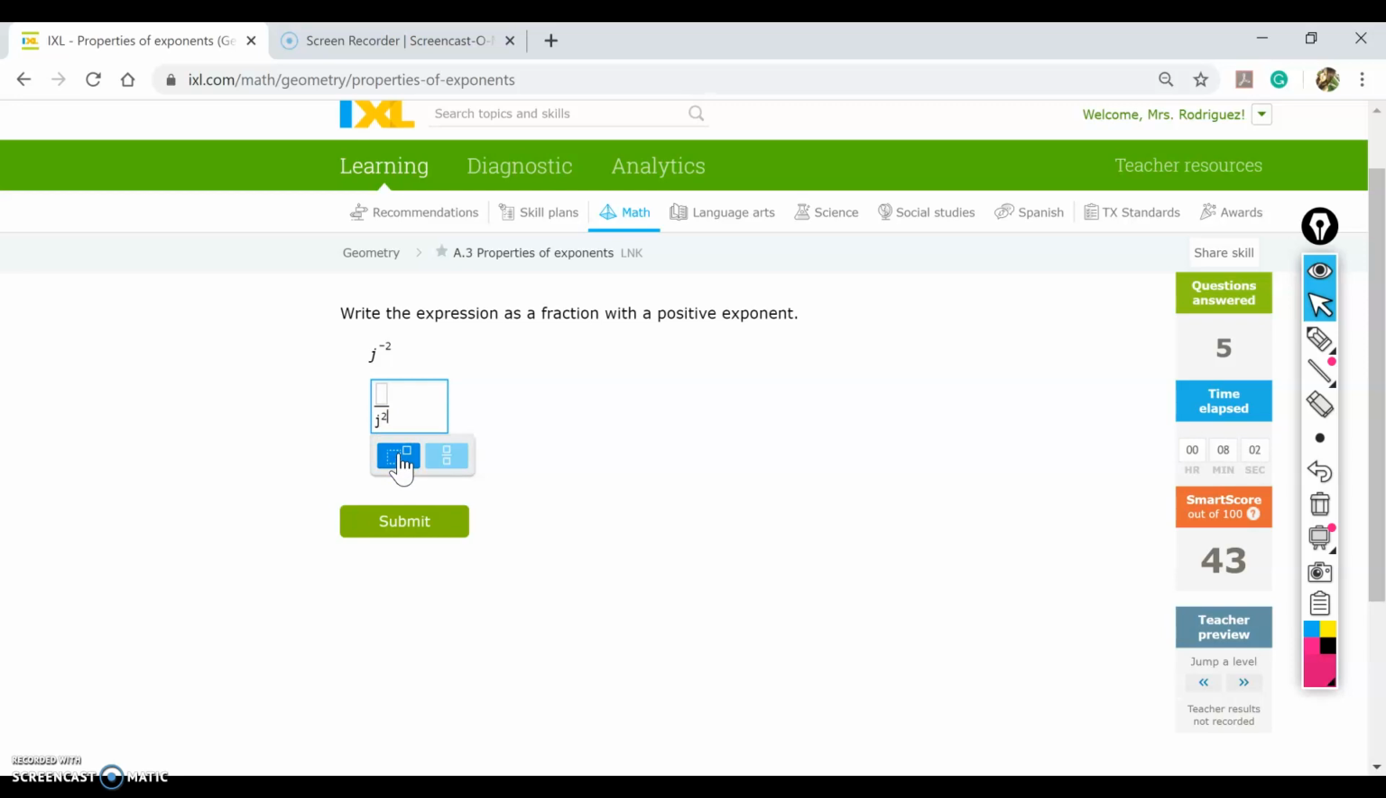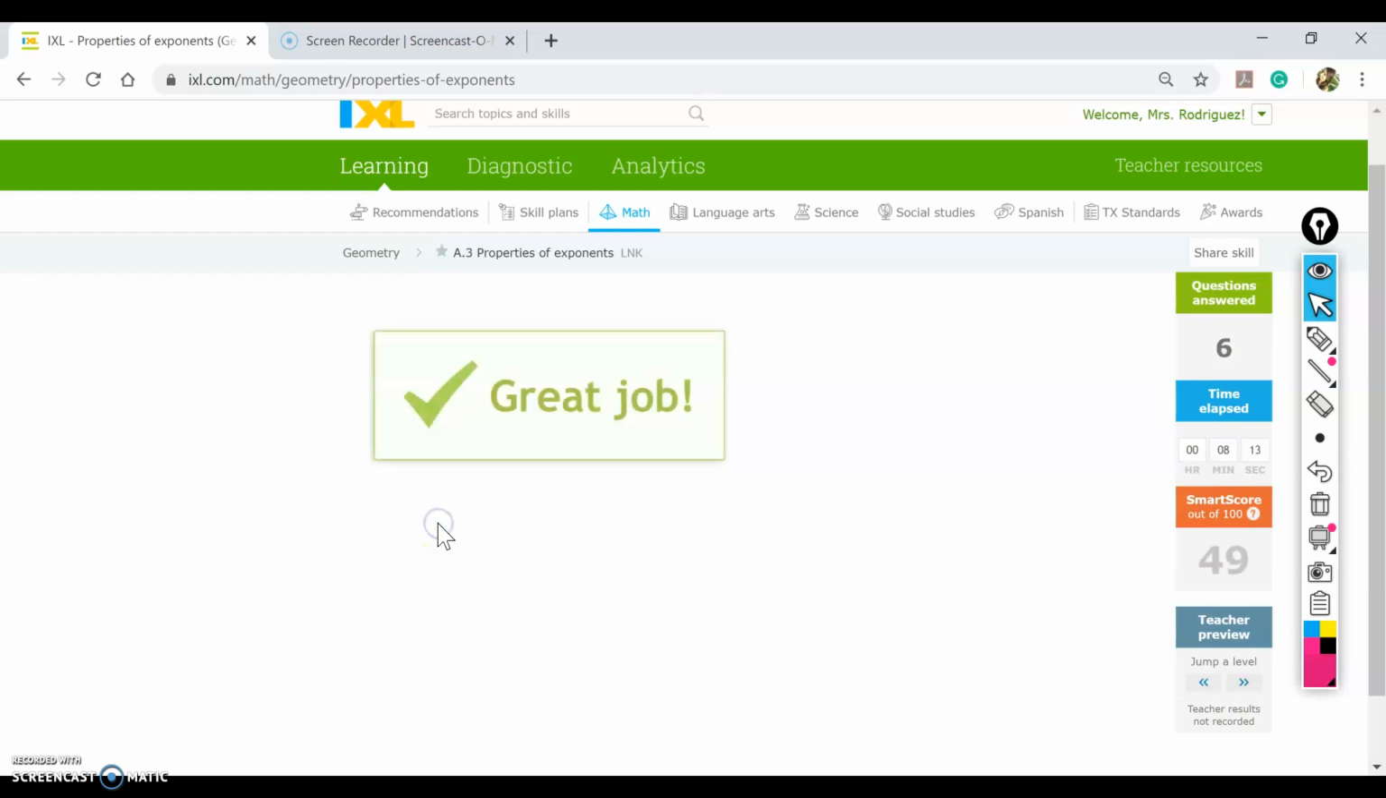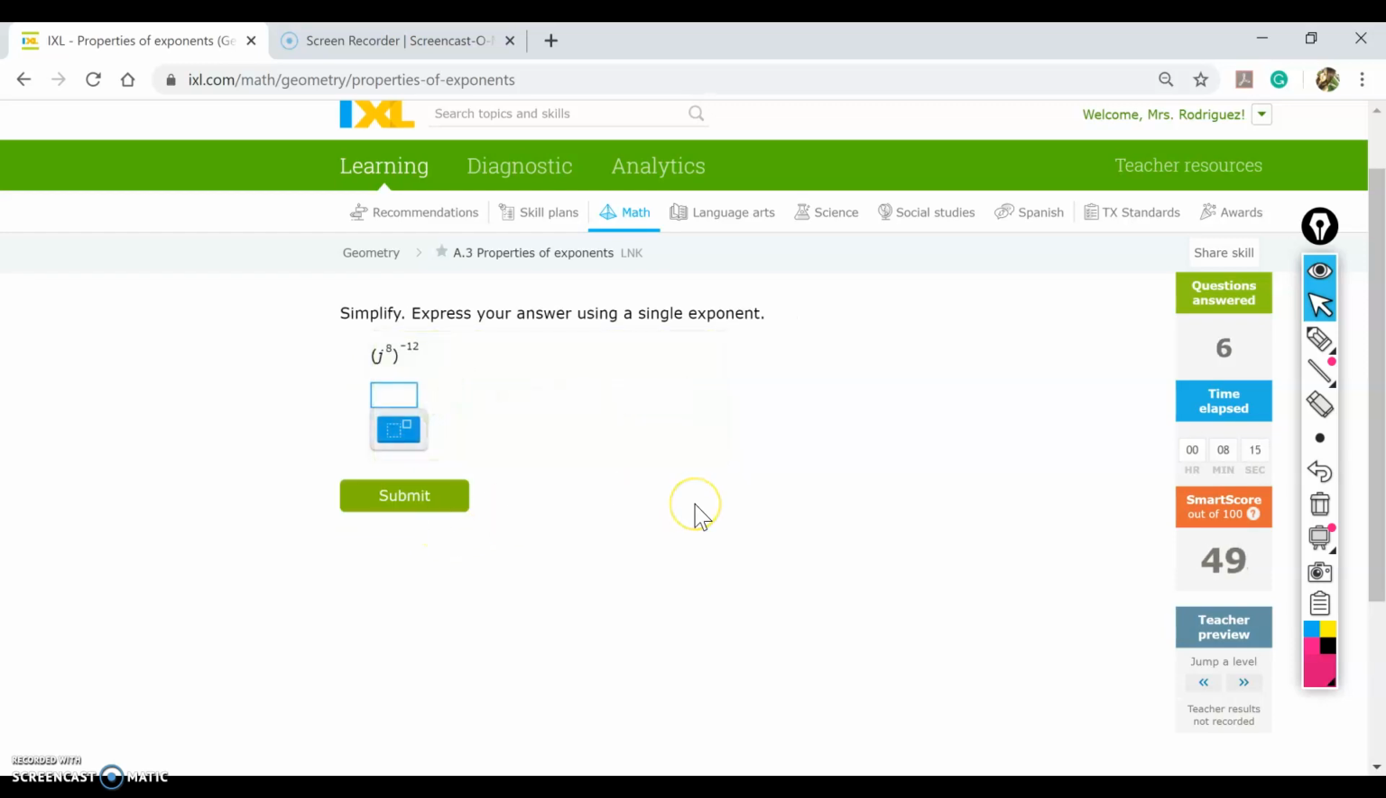I cannot type it like that only and just click submit, because then it's going to count it wrong. What do you think I should write on the top? Yes, a 1. Let's submit it to see if we get it right. And it is correct. I'm going to do 2 more questions.